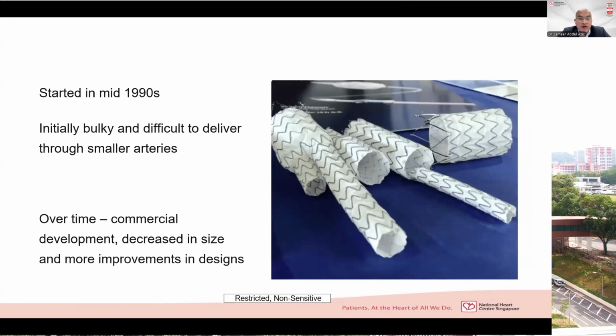So these stent grafts started being developed in the mid-1990s. Initially, they were very big, very bulky, and it was difficult to deliver them into smaller arteries. Over time, and with technology, companies have been able to make it smaller and easier to deploy. And so now, as most people probably know, there are options for certain patients who either cannot be treated with surgery or are suitable for endovascular treatment, that we can offer these solutions to patients in a less invasive manner with these improvements in design.